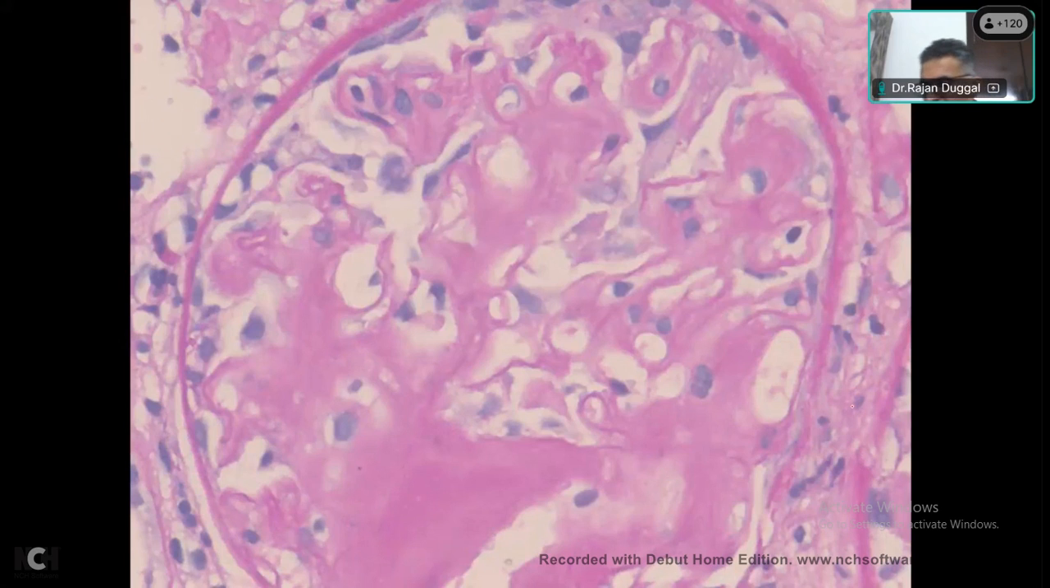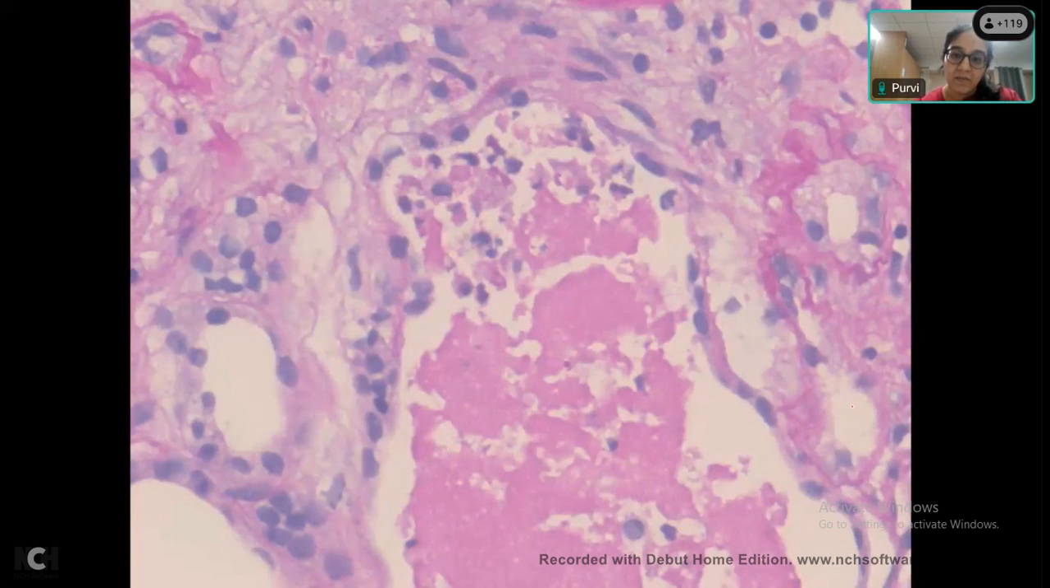Yeah, tell me. So this is the high power. On high power, again we are able to see that there is some amorphous extracellular pink material deposited in the mesangium. It could be amyloid, which is on the further slides. We've seen that it is Congo red positive, so I'm saying it's amyloid. Again, this is the cast, and along with the cast we're also able to see some inflammatory infiltrate in the tubules, causing a tubular reaction.